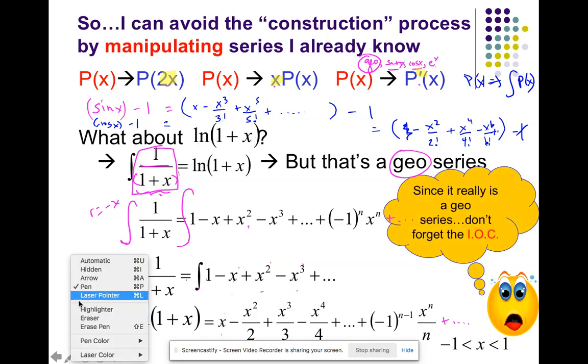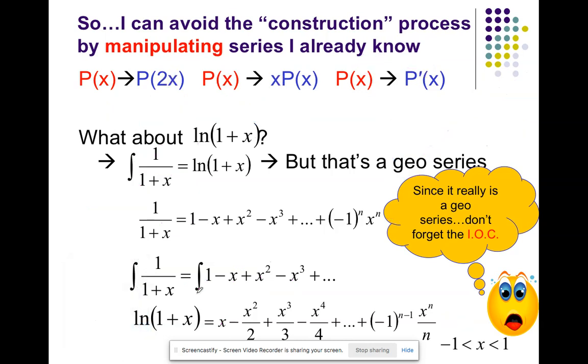Oh, and don't forget the interval of convergence, right? At this point in your BC calculus pathway, you can only talk about the interval of convergence if you have a geometric series. Because this is geometric, right? Remember, it was geometric and then it was a manipulation of a geometric, but if I manipulate it, I've got the same interval of convergence. And, right, so I had my R was negative x. And that's why I got that. Okay.